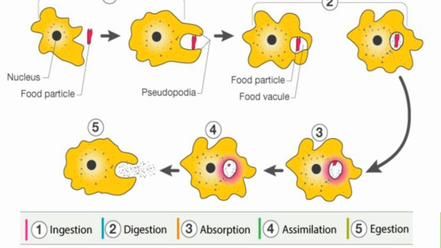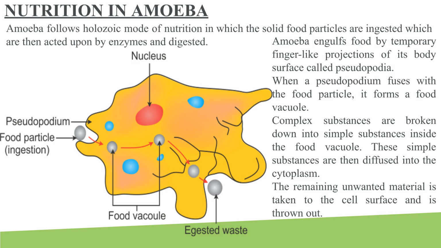Let's now look at nutrition in a simpler organism, the amoeba. Amoeba follows holozoic nutrition, ingesting solid food particles that are broken down by enzymes. It engulfs food using temporary projections called pseudopodia, forming a food vacuole. Complex substances are simplified inside the vacuole and then diffused into the cytoplasm, while unwanted material is expelled.